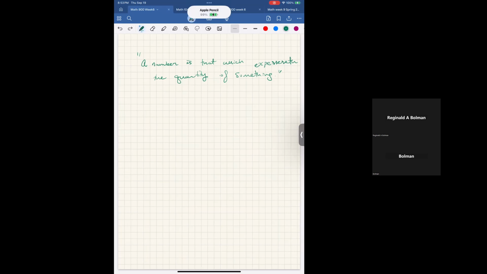And so in that environment, a number is simply, to a merchant or a banker, an item used to account for how much gold is in his bank account, right? So it's a very straightforward definition. A number is that which expresses the quantity of something. Very straightforward.